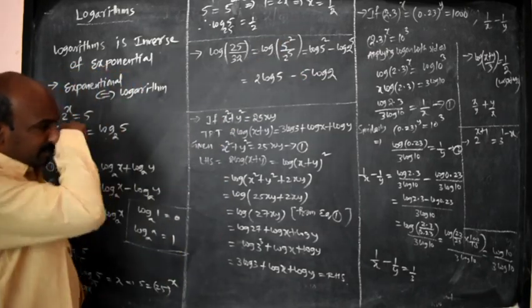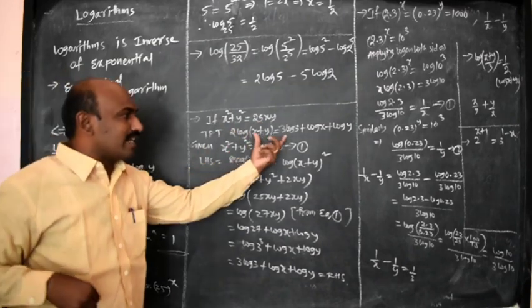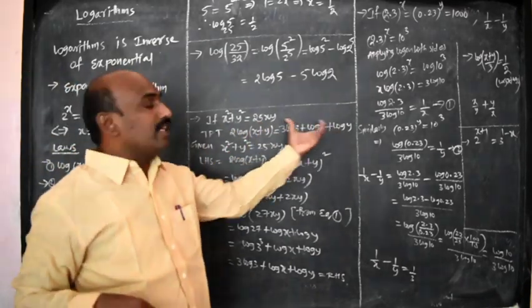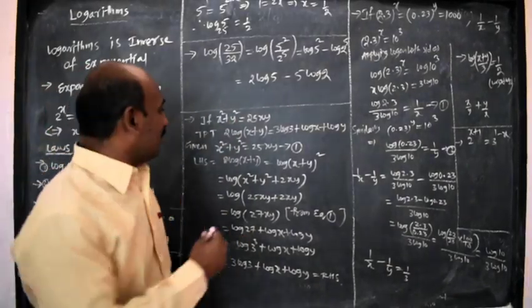Again, the next concept is: if x square plus y square is 25xy, then prove that 2 log of x plus y is 3 log 3 plus log x plus log y. This is from a textbook question. Problems like this, 2 marks, they can ask.